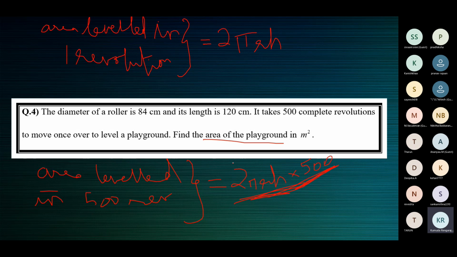When you find the curved surface area, that is the area leveled in one revolution. When you multiply by 500, you will get the area leveled in 500 revolutions. And the area leveled in 500 revolutions is nothing but the area of the playground, because the roller goes 500 revolutions to level the playground. So 2 pi RH into 500 will give us the area of the playground. And for this, you need the radius and height. It's all given to us. Diameter is given, so you can get the radius. And this is the height of the cylinder.